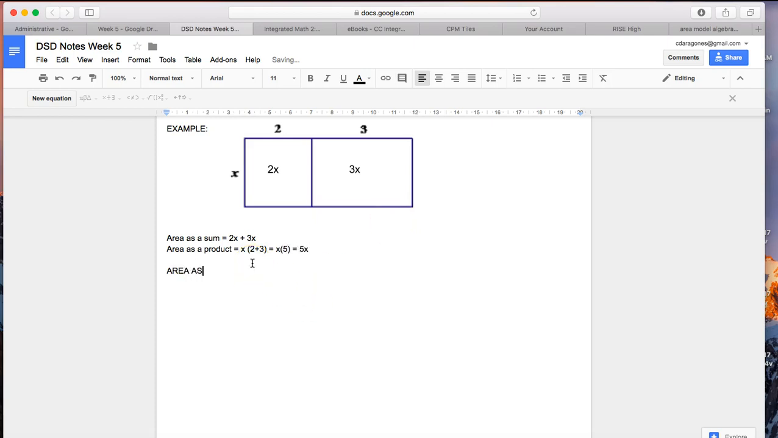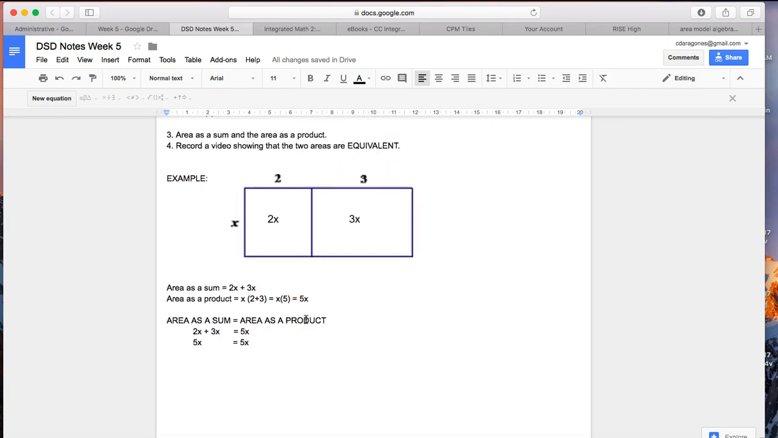Then I have to show that area as a sum is equal to area as a product. So I know that the area as a sum is 2x plus 3x. Their product is 5x. This is just simple algebra at this point. I would like for you to create a video explaining how 2x plus 3x is equal to 5x. So for me, I know that 2x plus 3x, 2 plus 3 is equal to 5. So indeed, this is 5x, which is indeed equal to 5x. So I showed that the area as a sum is equivalent to the area as a product. They're both the area of this rectangle.